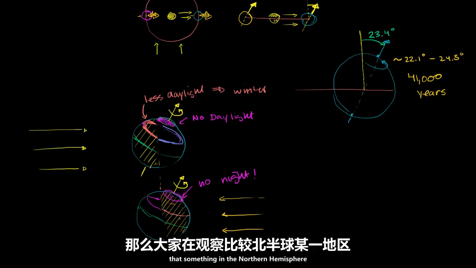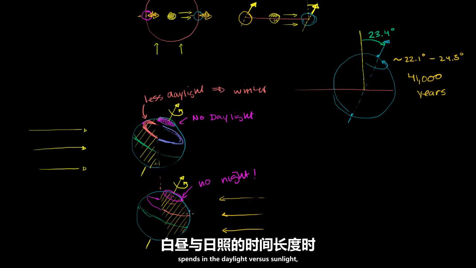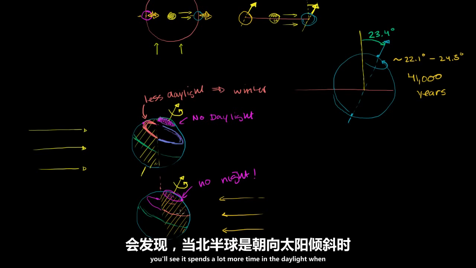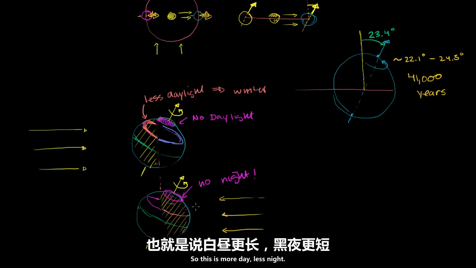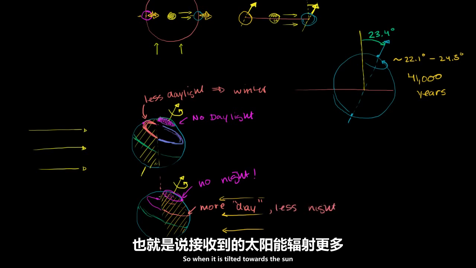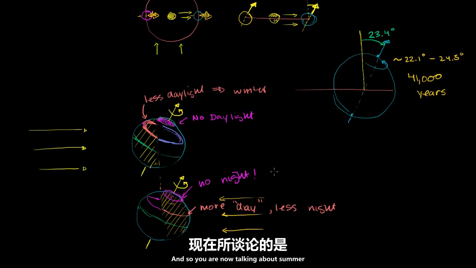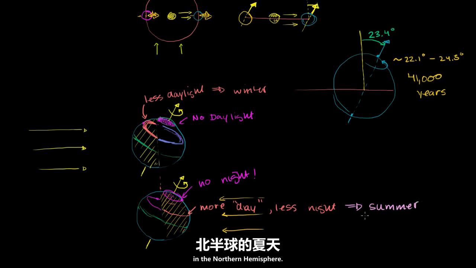And so when you look at the amount of time that something in the northern hemisphere spends in the daylight versus night, you'll see it spends a lot more time in the daylight when the northern hemisphere is tilted towards the sun. So this is more day, less night. So it is getting more energy from the sun. So when it's tilted towards the sun, it is getting more energy from the sun. So things will generally be warmer. And so you are now talking about summer in the northern hemisphere.